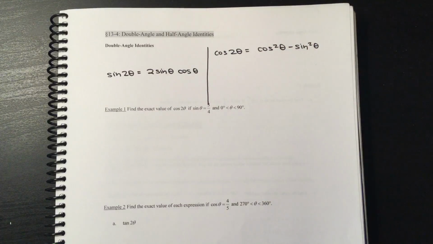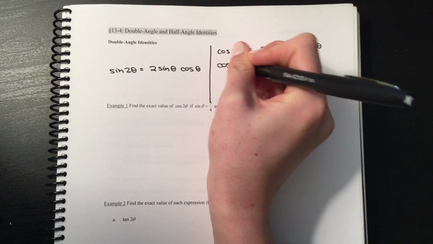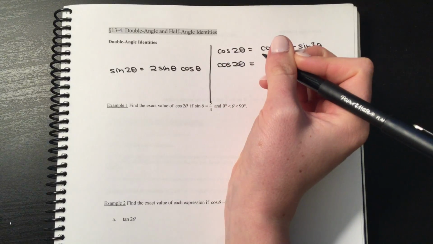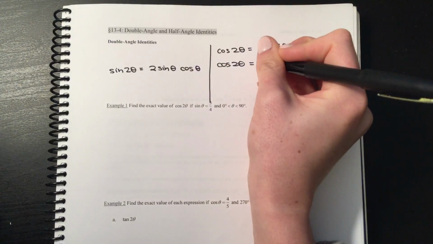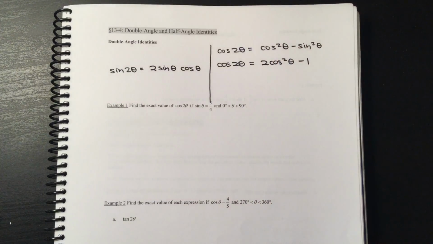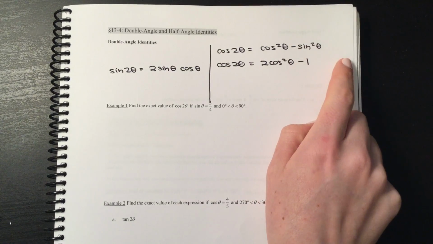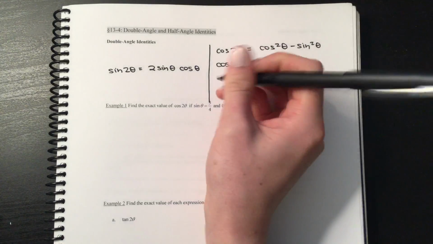This is the one you'll see the most frequently, so we'll probably end up using that one for the most part, but like I said, there are 2 more. So we could also use 2 cosine squared minus 1. And that just comes from our Pythagorean identity, because remember, sine squared can be written as 1 minus cosine squared. So it gets rearranged like this.